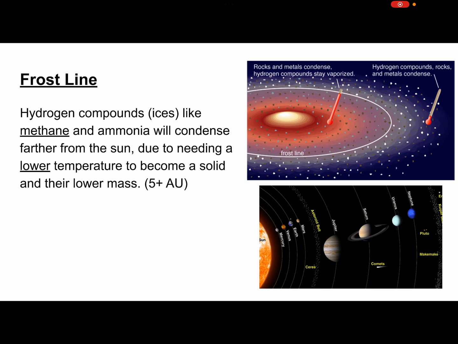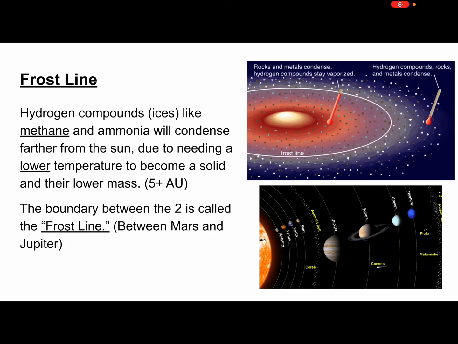But things like hydrogen compounds, like methane and ammonia, are going to condense farther away from the sun at much lower temperatures. It takes a lower temperature to cool down those molecules and become an actual solid. Their masses are lower, things like nitrogen and hydrogen compounds are much smaller molecules than metals, and so it takes a lower temperature to get them to condense and turn into a solid. The boundary line between the two is what we call the frost line, and it's right in between Mars and Jupiter.